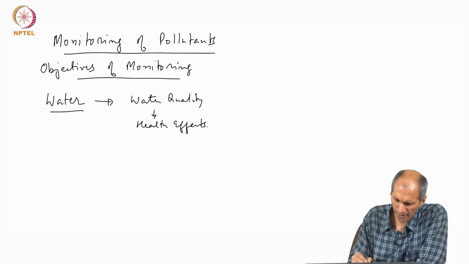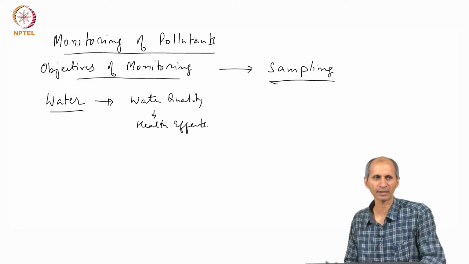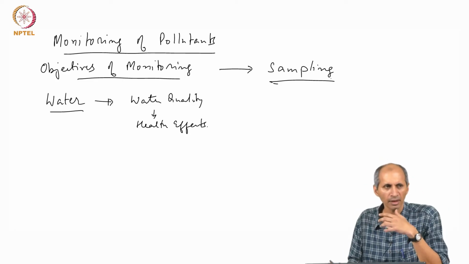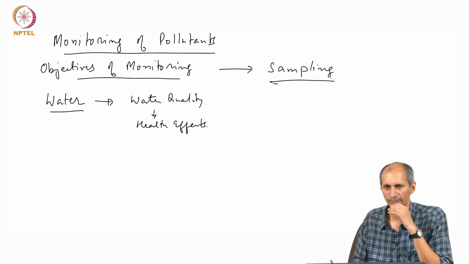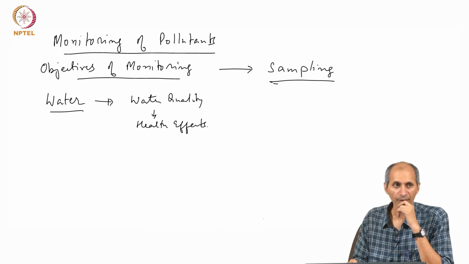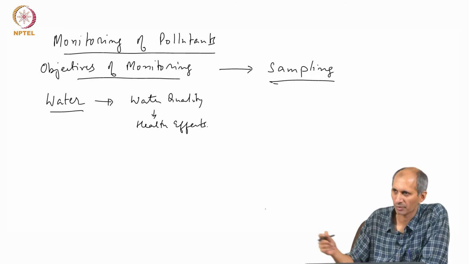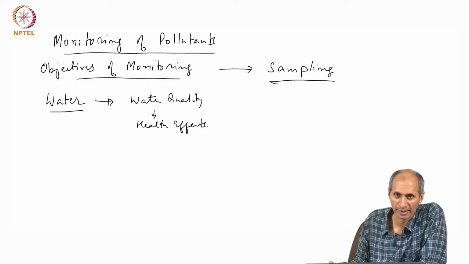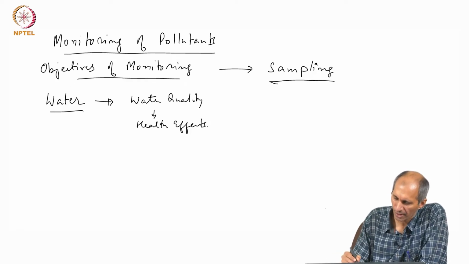When we do monitoring, implicit in monitoring is this issue of sampling. By sampling we mean that you are measuring a component or multiple components in a given sample of water. For example, we are talking about water, therefore it's water. But where do we sample? What water should we take, and what are the problems and questions that we need to ask in terms of this?